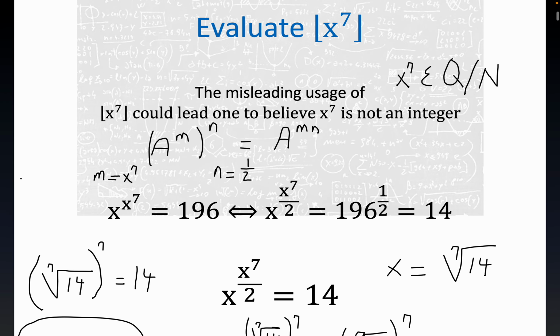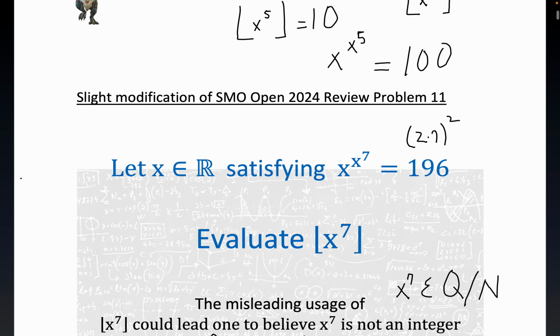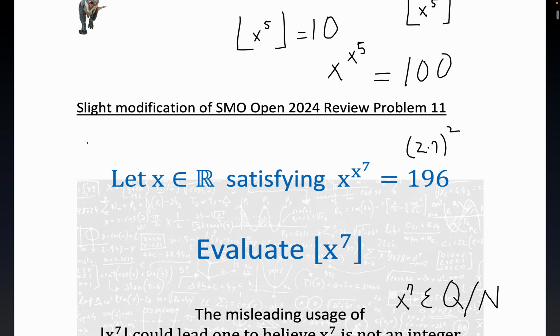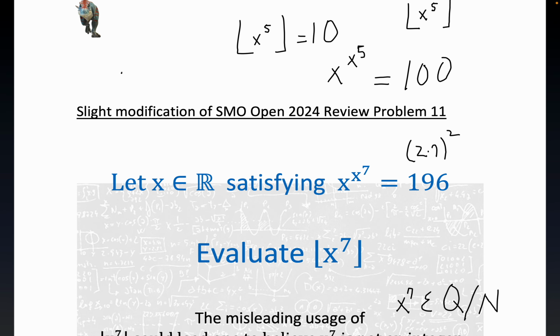To me, a more natural problem is just to say, find the value of x. Find the value of x. And the value of x for this problem would be the 7th root of 14. That would be a more natural answer than this circus right here.